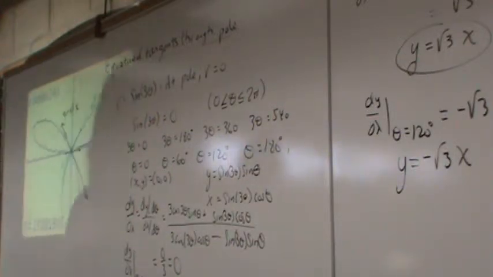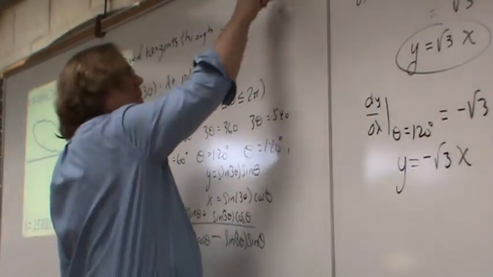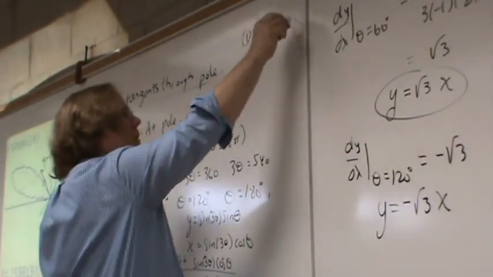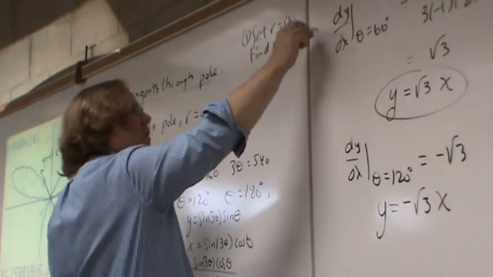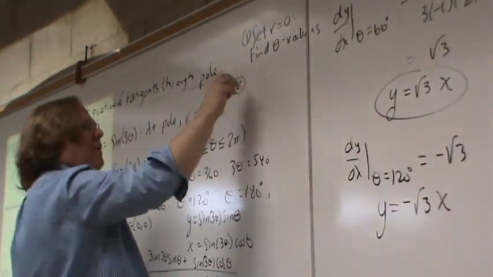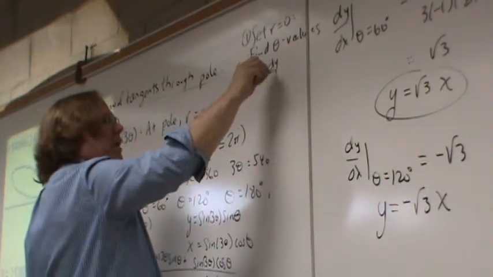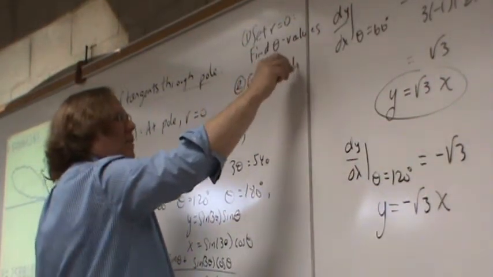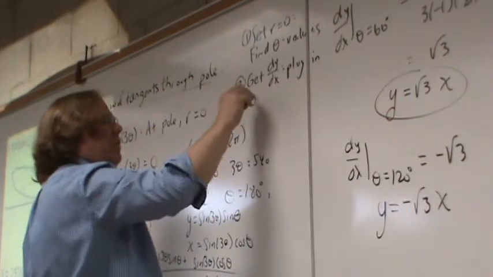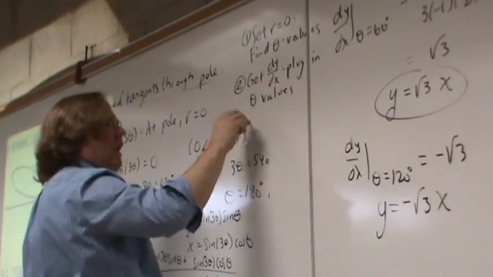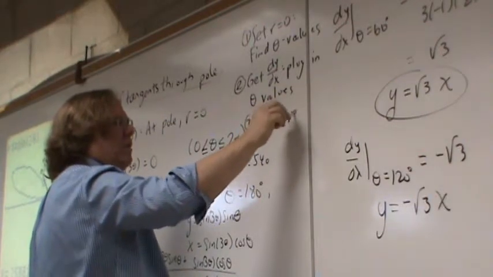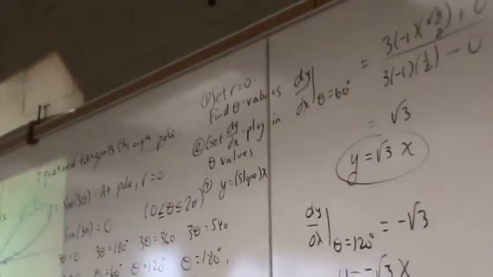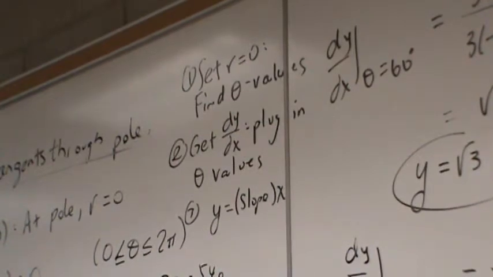Just the 3-step process. Number 1, set r equal to 0, find the theta values. That's step 1. And then step 2, get an expression for dy/dx, and then plug in those theta values. And then step 3, the equation is going to be y equals whatever slope you find times x. And that's it. That's all you got to do for those. But the problem is it's a kind of involved process.